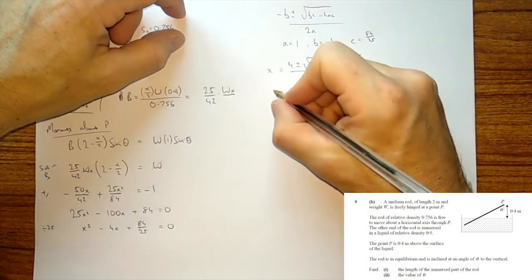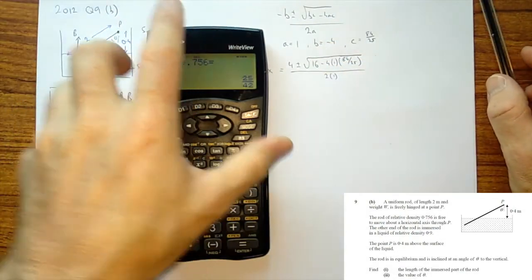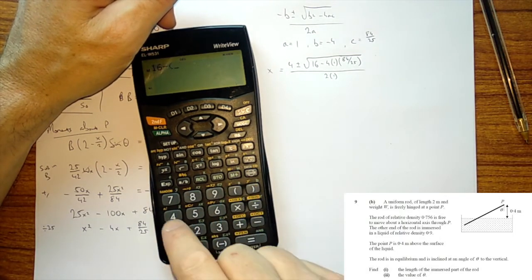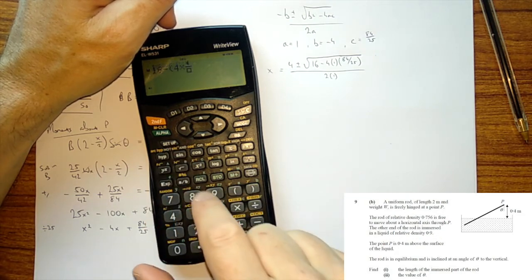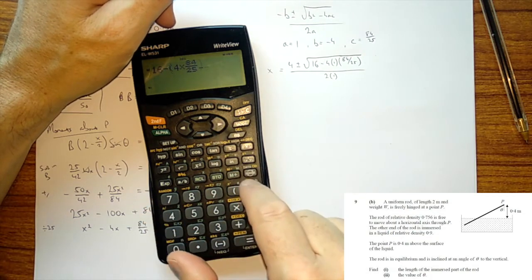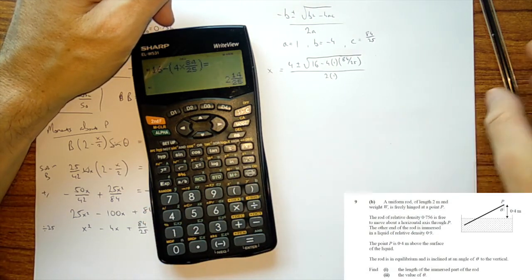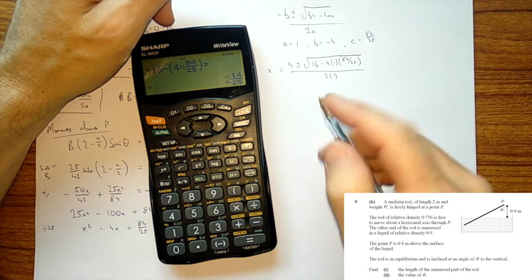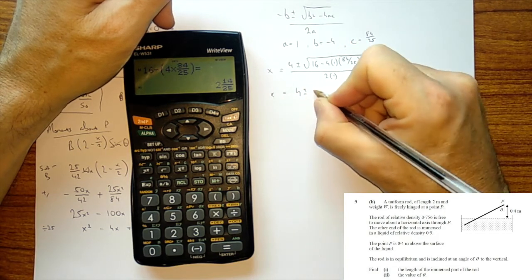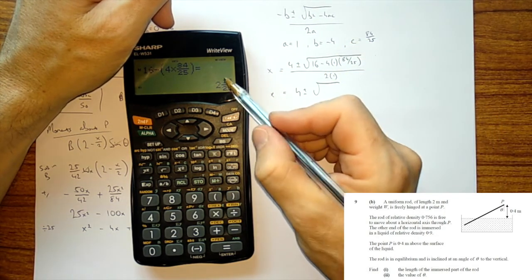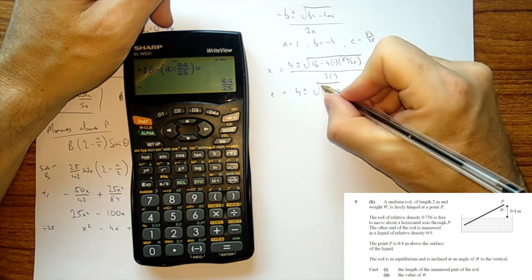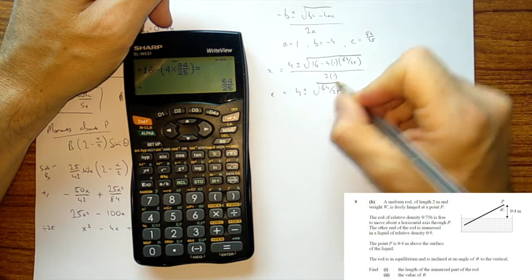Okay, so let's see what we have here. 16 minus 4 by 84 over 25. So I end up with x equals 4 plus or minus. Now, just looking at that, you may or may not spot this. See if, there we go, 64 over 25. What do we notice about 64 over 25?